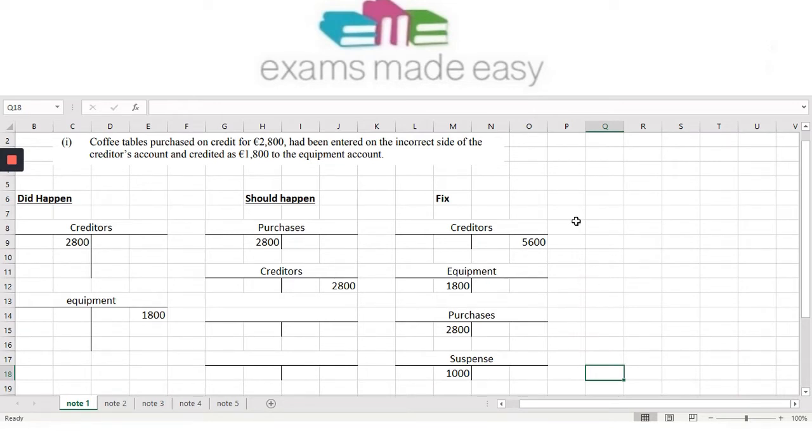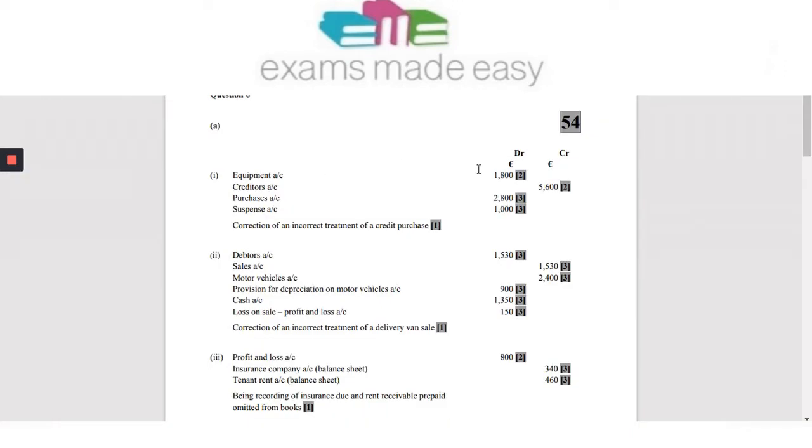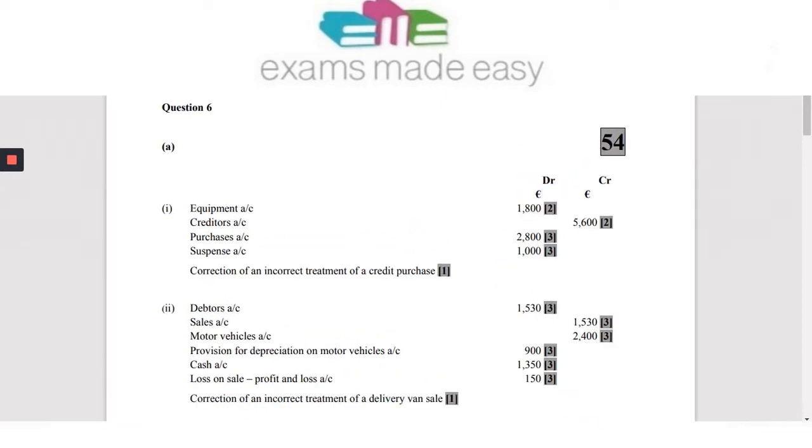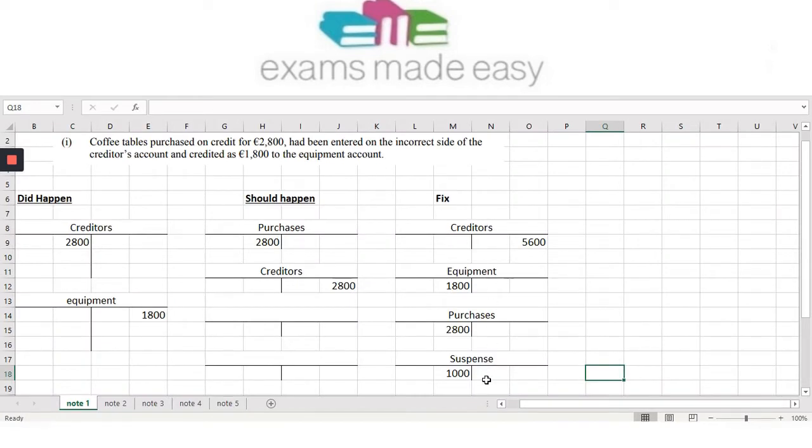So these figures here would be for your, I'll just look at the marking scheme, for your journalization here. So you can see, you just take same sides: equipment, debit 1,800, 2 marks; creditors, credit 5,600, 2 marks; purchases, debit 2,800; suspense, debit 1,000; and also you need a sentence explaining what happened. So that's just taken from the fix column.